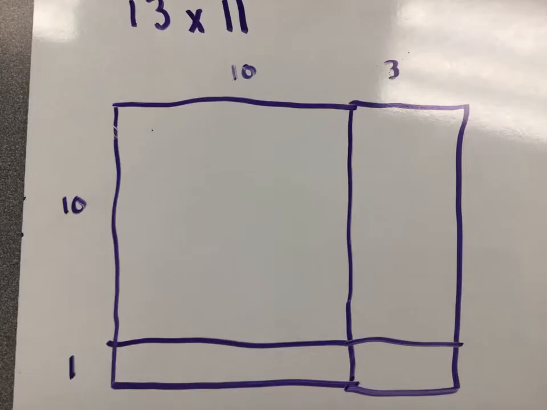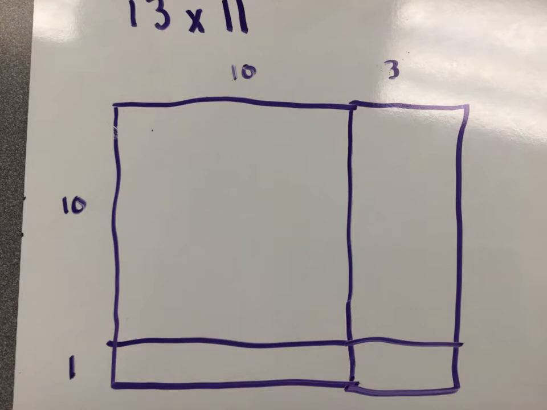What I've done here is I have taken off the base 10 pieces and I've left the rectangles that we formed with them. So we still have that 10 by 10, we still have the 3 by 10, the 1 by 10, and the 3 by 1. And we're going to fill in some equations inside of each of these.